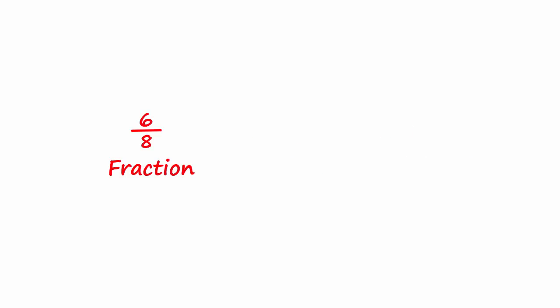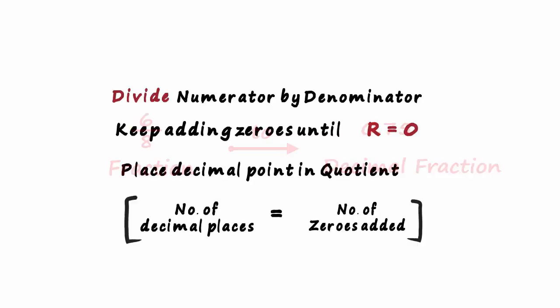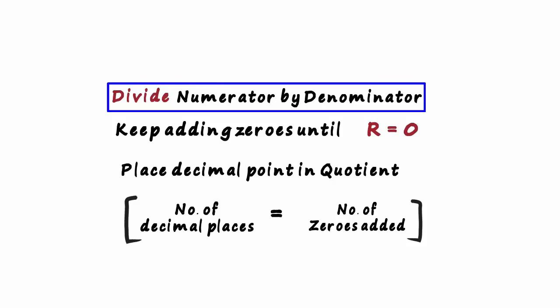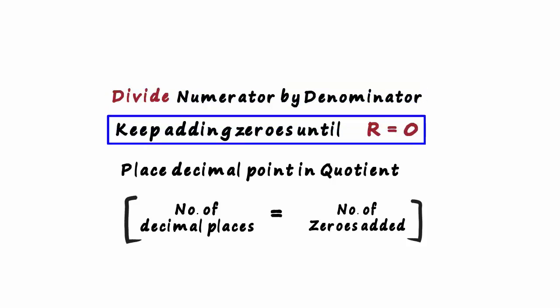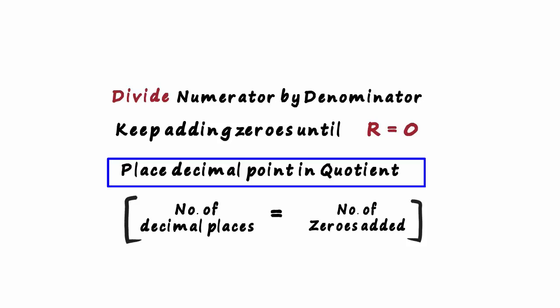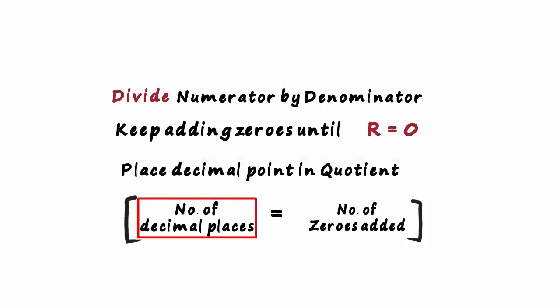To convert a fraction into a decimal fraction, we had followed these steps. We divide the numerator by the denominator. We keep adding zeros to the dividend until we get a zero as the remainder. And then we place the decimal point in the quotient. The number of decimal places will equal the number of zeros added.